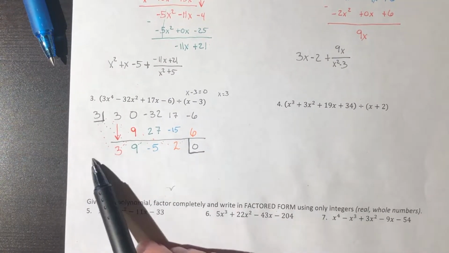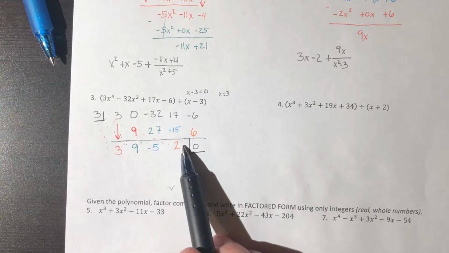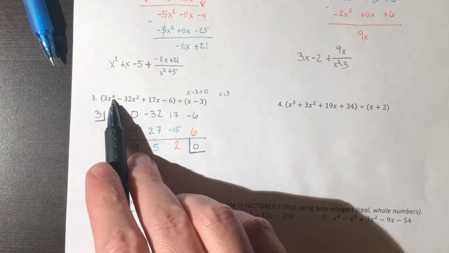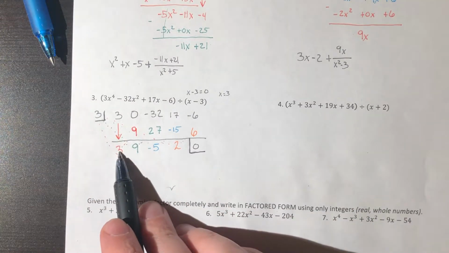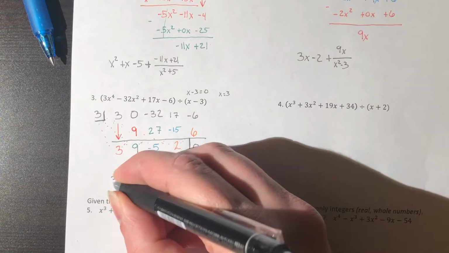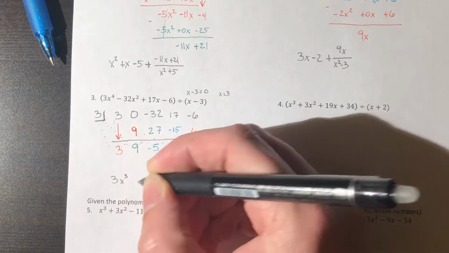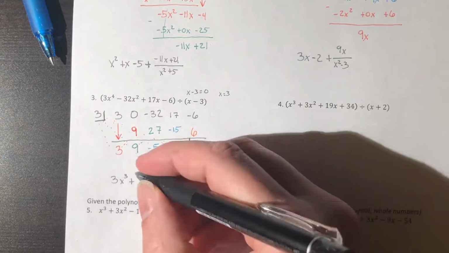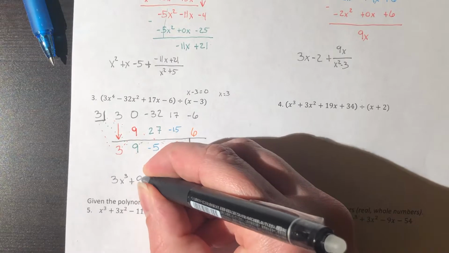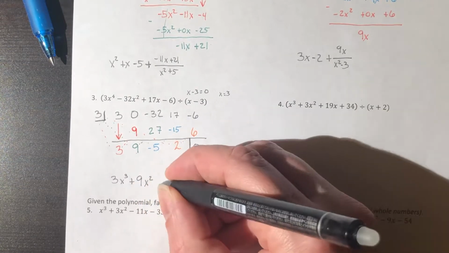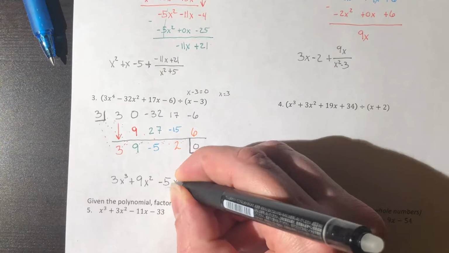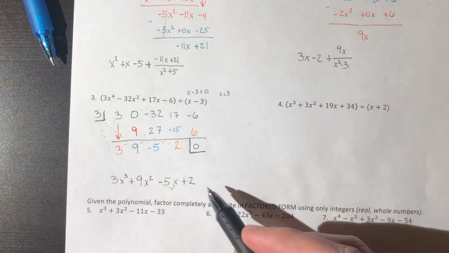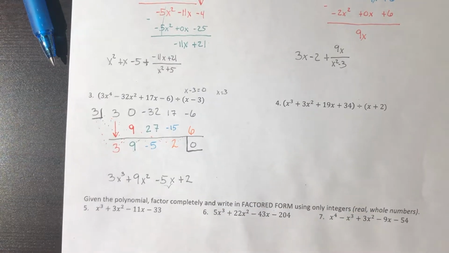So to write this quotient out now, I go 1 degree less than what I started. I started with a degree of 4, therefore this is going to be 3x cubed plus, and then for each following term it just goes down by 1 degree on x. So plus 9x squared minus 5x plus 2. And I have no remainder, so there's no need for me to write one.